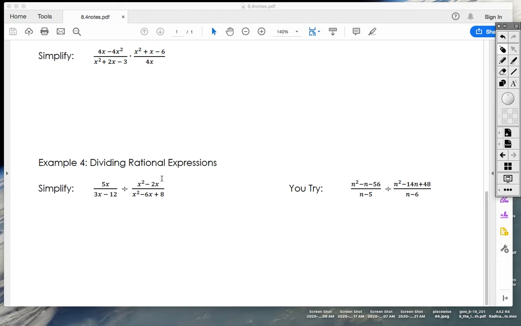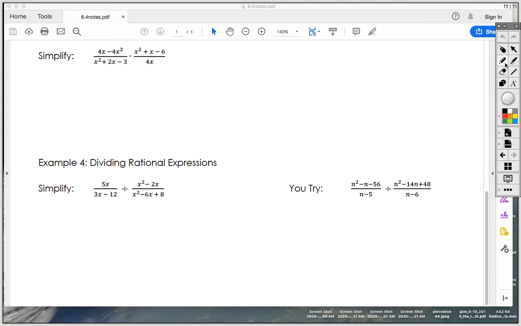And then dividing rational expressions. As I said before, fractions should be treated the same way. Keep, change, flip, or multiply by the reciprocal. So the steps are going to be the same. Step 1 is to factor. Step 2 is going to be cross cancel. The trick is you have to multiply by the reciprocal before you cross cancel.